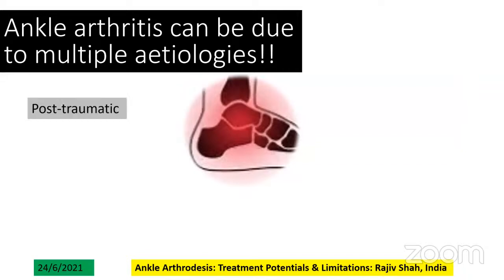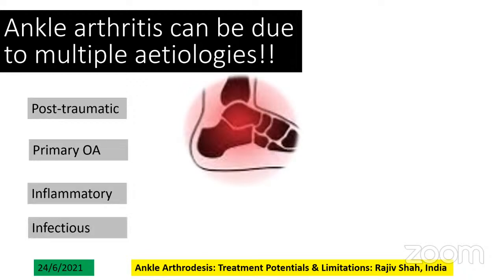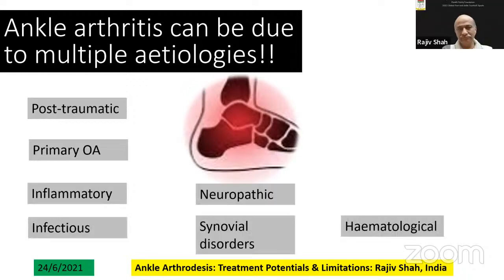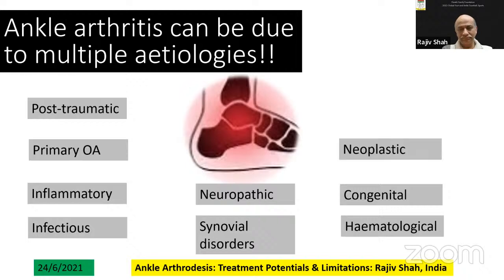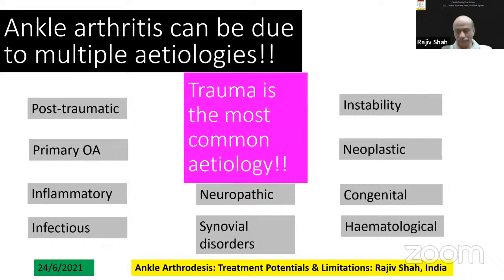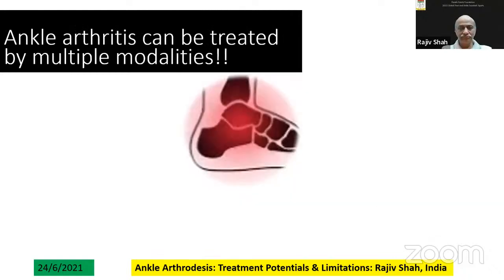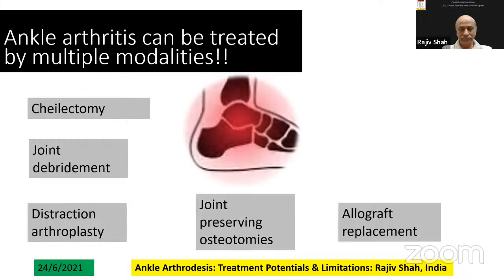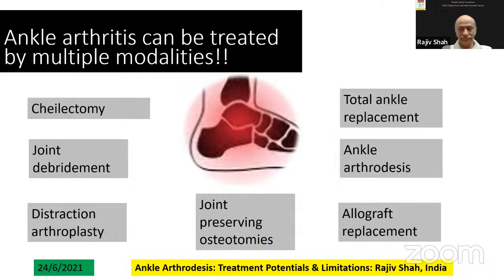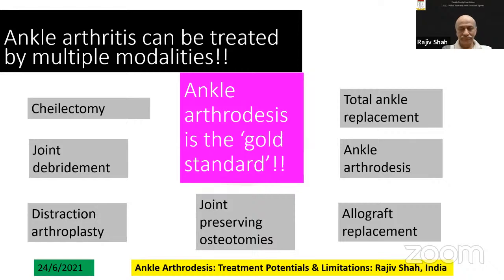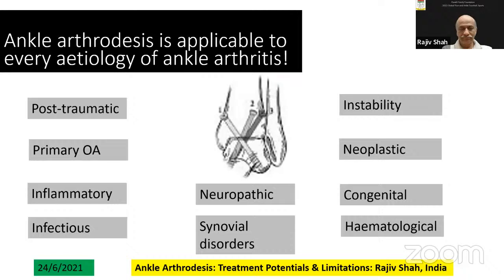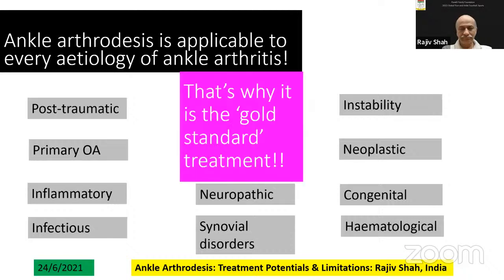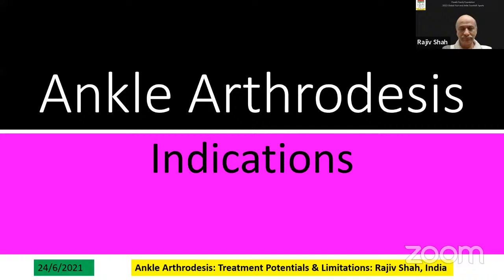So, ankle arthritis can be due to multiple etiologies like post-traumatic, primary osteoarthritis, inflammatory, infectious, neuropathic, synovial disorder, hematological problems, congenital problems, and neoplastic problems, in cases with severe instability. But trauma is the most common etiology. It can be treated with multiple modalities like cheilectomy, joint debridement, distraction arthroplasty, joint preserving osteotomies, allograft replacement, ankle fusion, and total ankle replacement. But I would say ankle arthrodesis is the gold standard. Why is it the gold standard? Because ankle arthrodesis is applicable to every possible etiology of ankle arthritis.